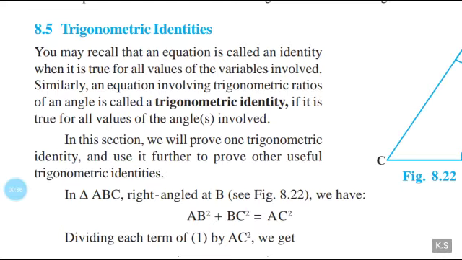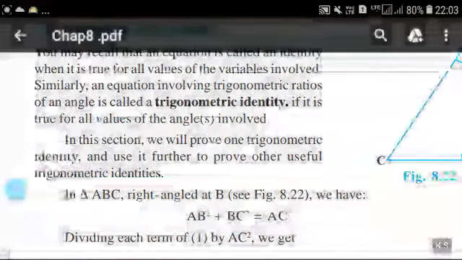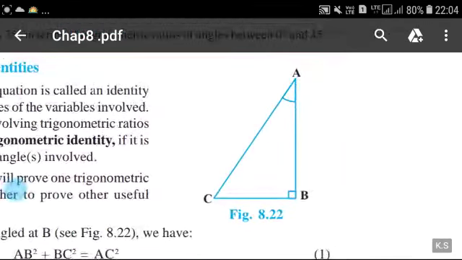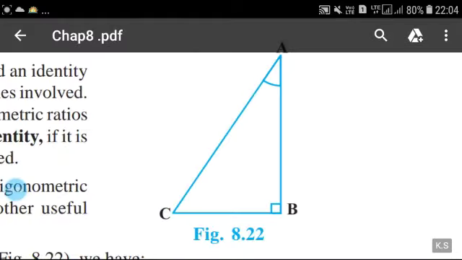And in this topic we will prove one trigonometric identity and use it further to prove other useful trigonometric identities. First we will learn how to prove trigonometric identities, and after learning one identity we will proceed to the other. See here, this is our right angle triangle ABC.